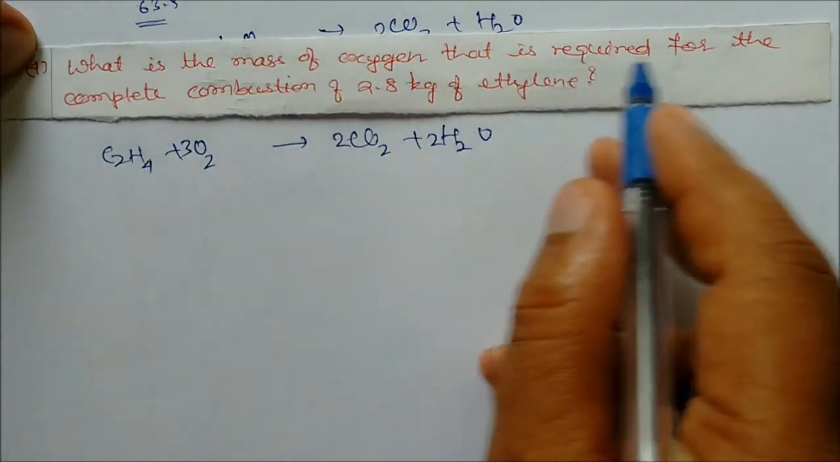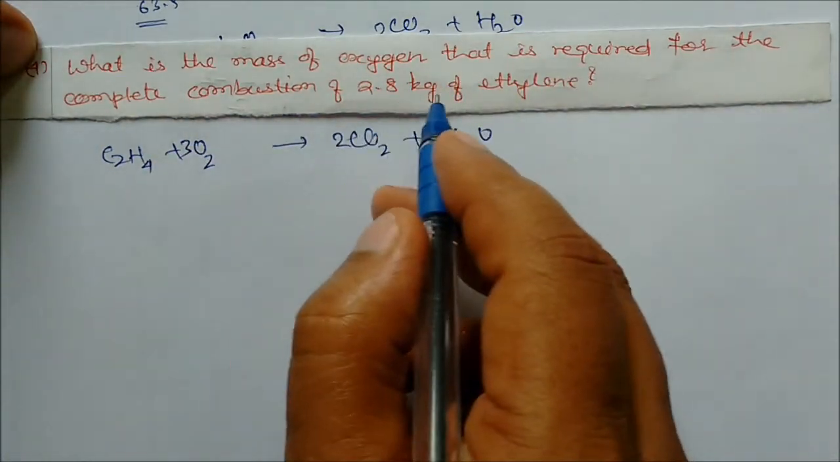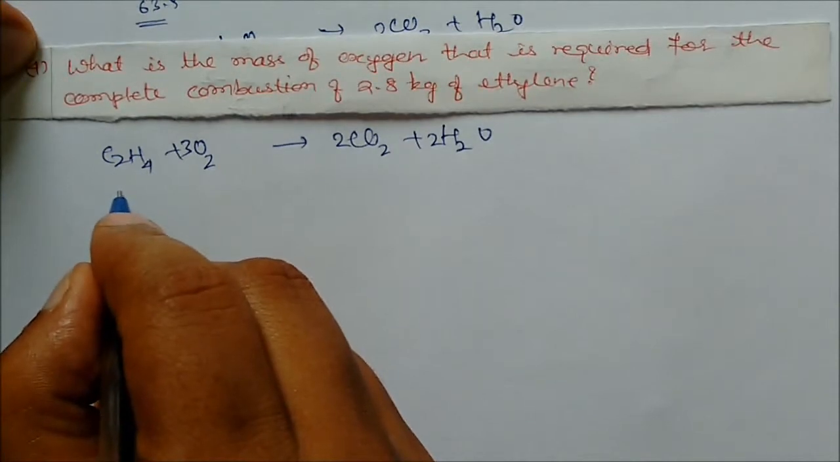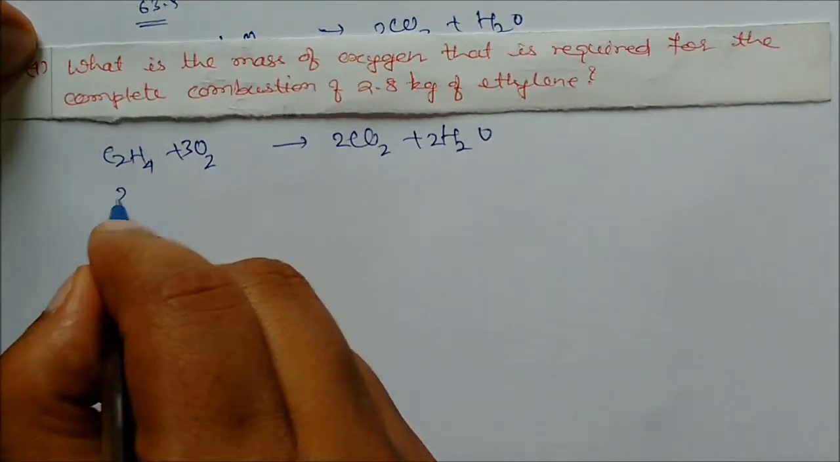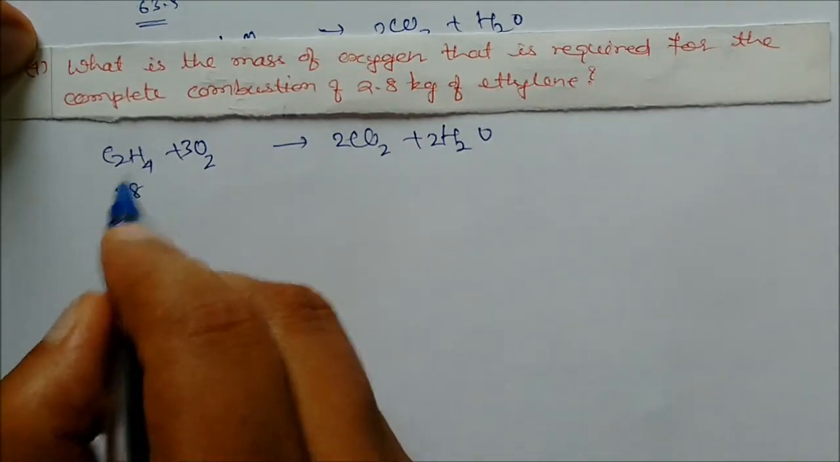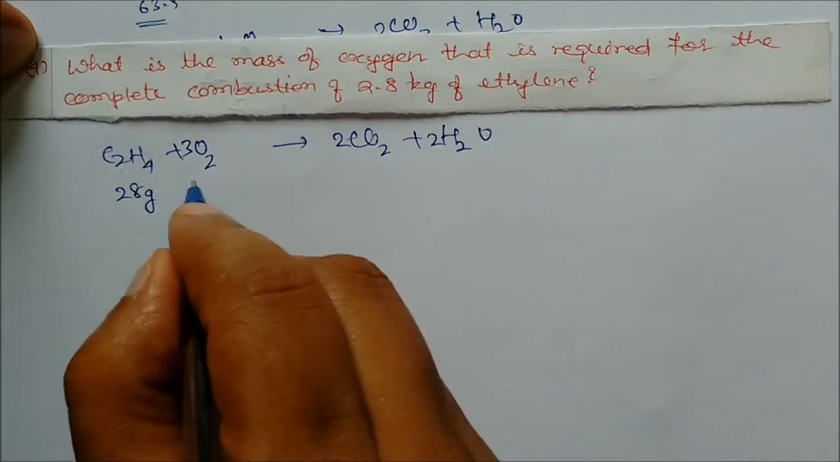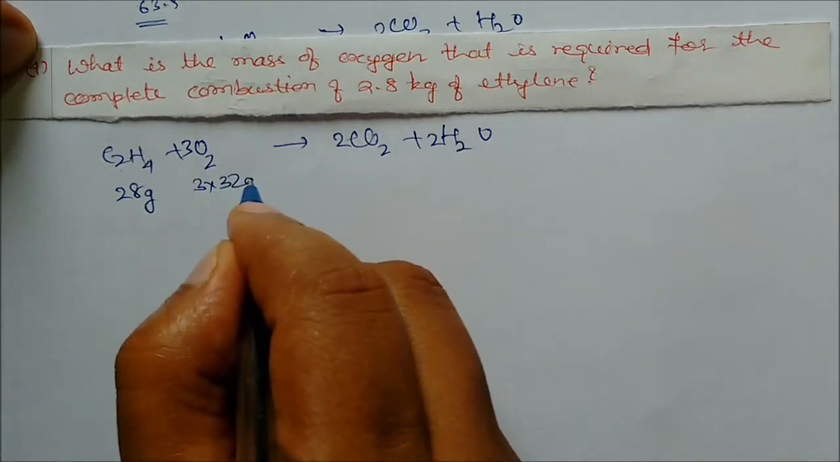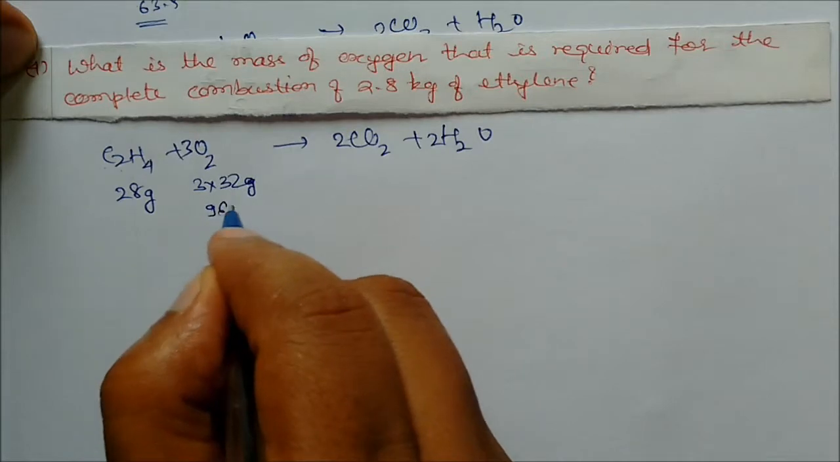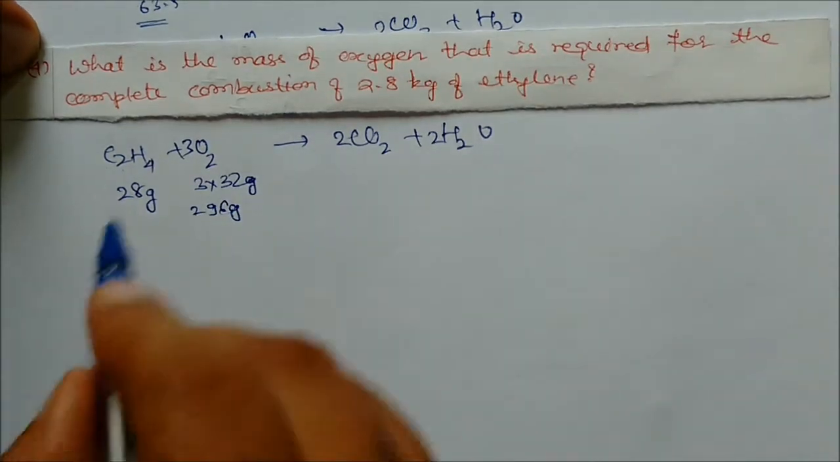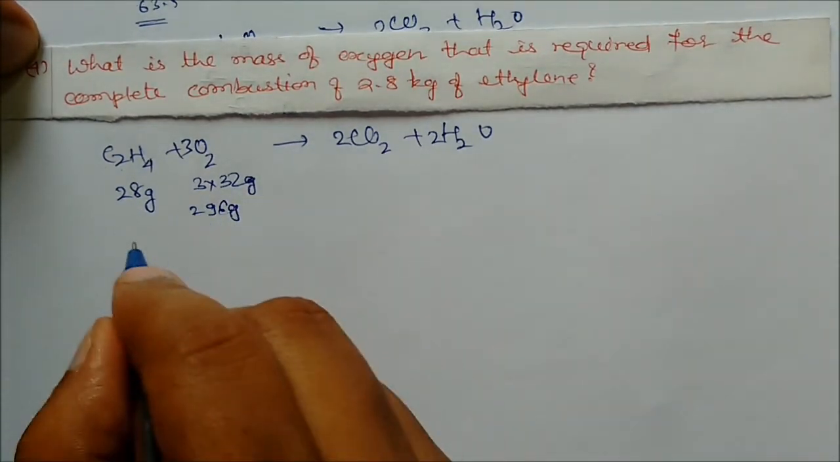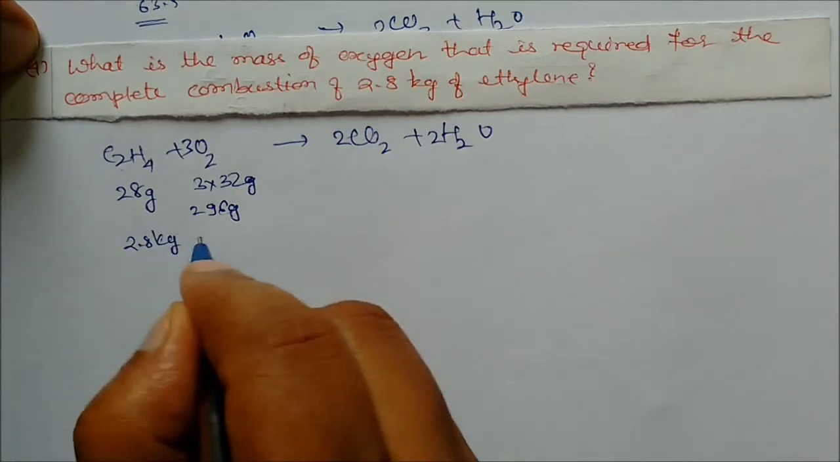Now what is the mass of oxygen that is required for the complete combustion of 2.8 kilogram of ethylene? So molar mass of ethylene is here 28 grams. So 12 into 2 is 24 plus 4, 28 grams. And we require 3 into 32, this will be your 96 gram. So for 28 gram we require 96 grams. So for 2.8 kilogram will be how much?